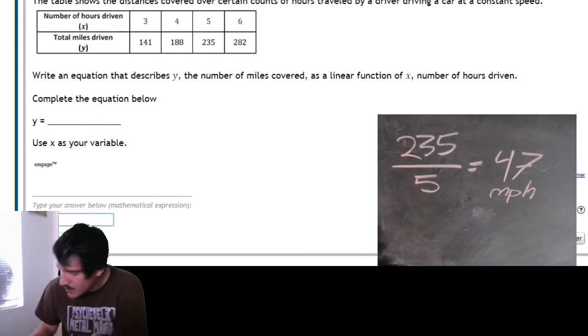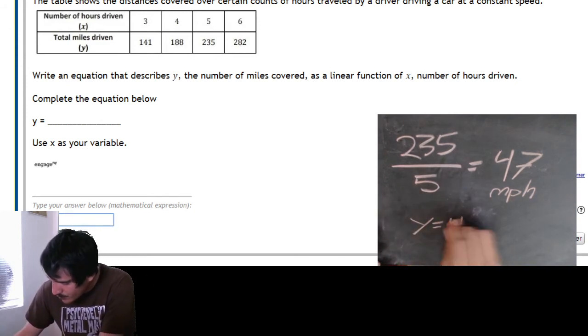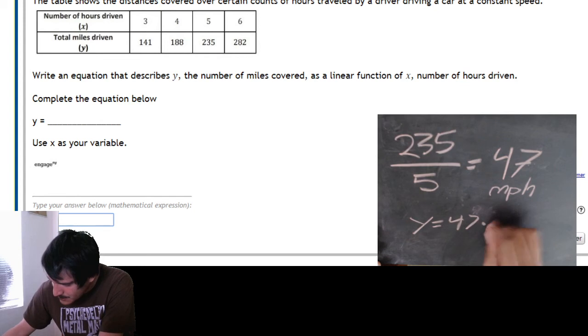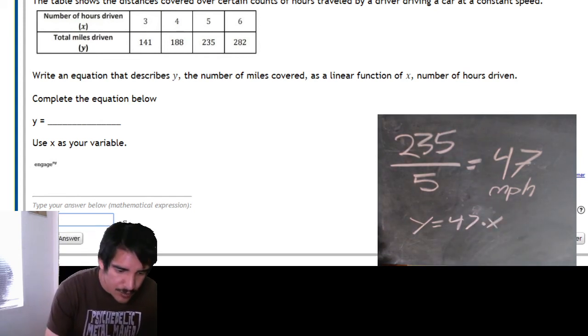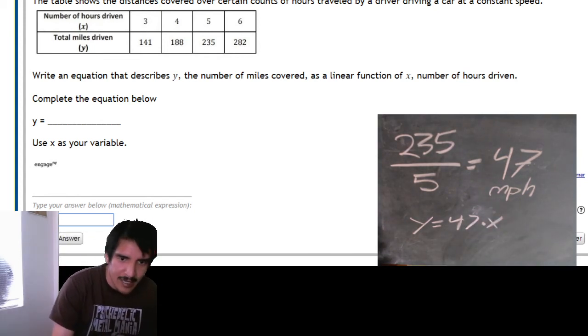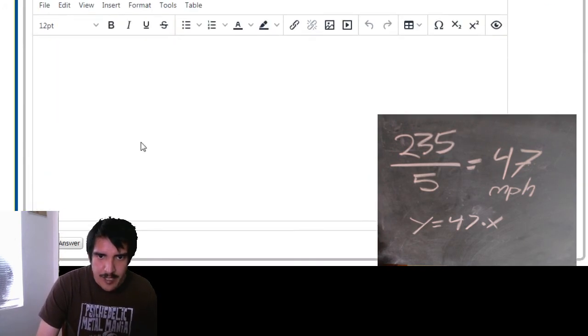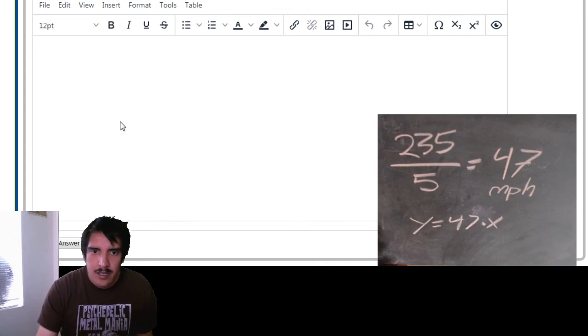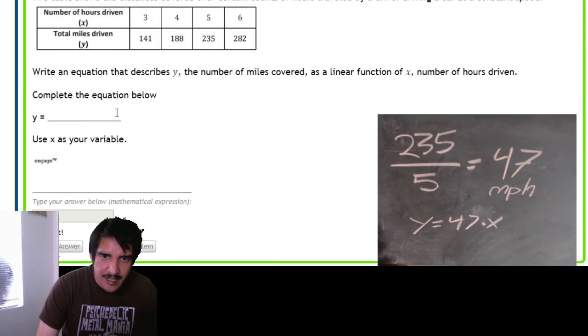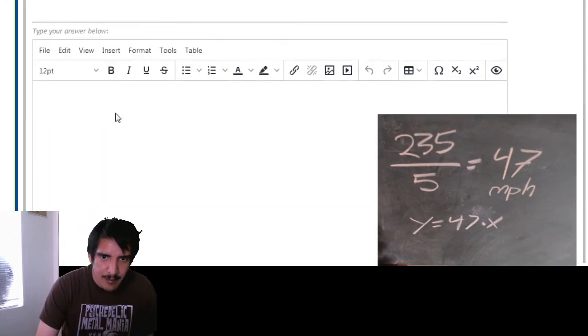So the equation is going to be y equals 47 miles per hour times hours. So 47x is the blank. Okay? Are there any restrictions that they can adopt? So are there any restrictions? So let's see, x represents hours and y represents miles driven.